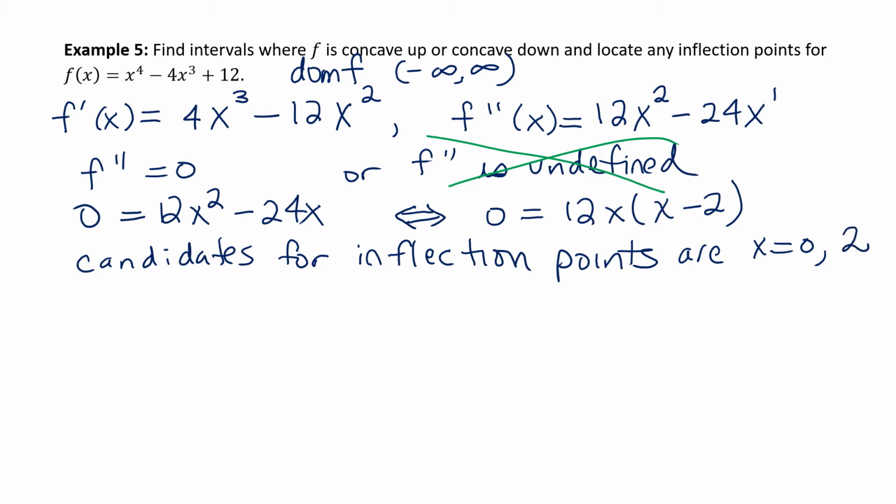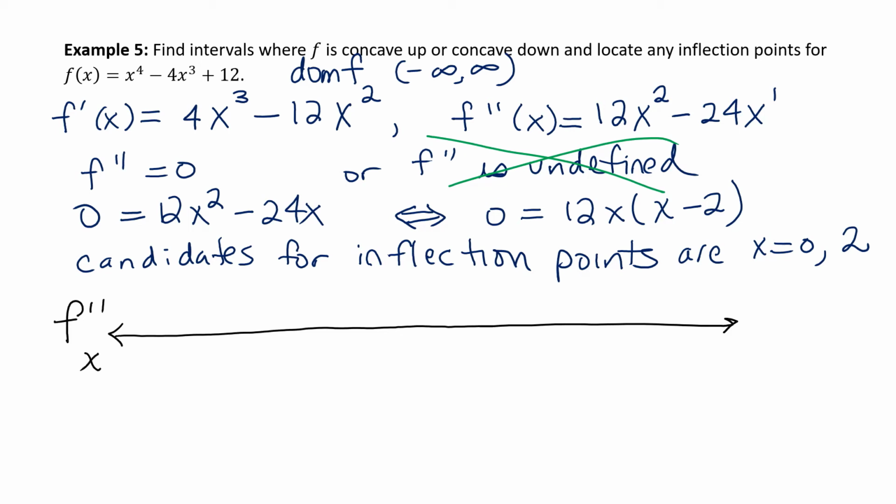And now we will make a number line sign chart for the second derivative, f double prime. Draw the number line, write x below, and we know that when x is 0, the second derivative is 0, and when x is 2, the second derivative is 0 as well. Take the second derivative, it's 12x squared minus 24x, and evaluate a number from each of the 3 intervals to determine the sign of the derivative.